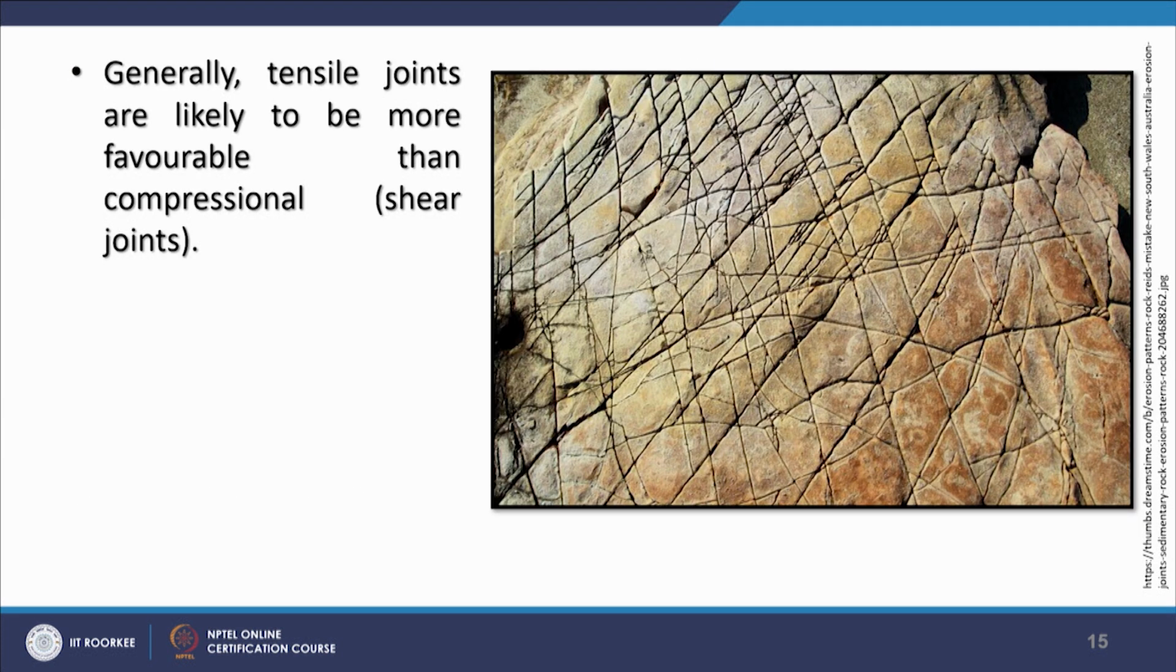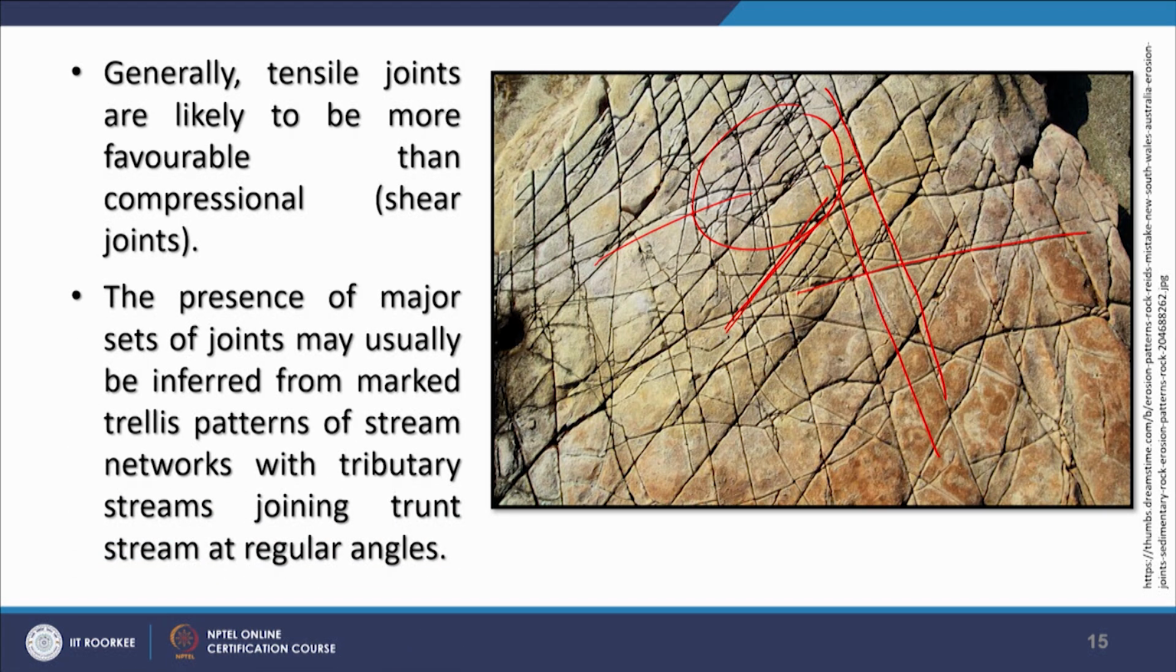As you can see here very clearly, one set of joints is running parallel, another set of joints like this, and there is a third set of joints like this. If you find an exposure of rocks like this on the surface, where the density of joints is more, like in this part, then these are good from the groundwater point of view. The presence of major sets of joints may usually be inferred from a marked trellis pattern of streams.